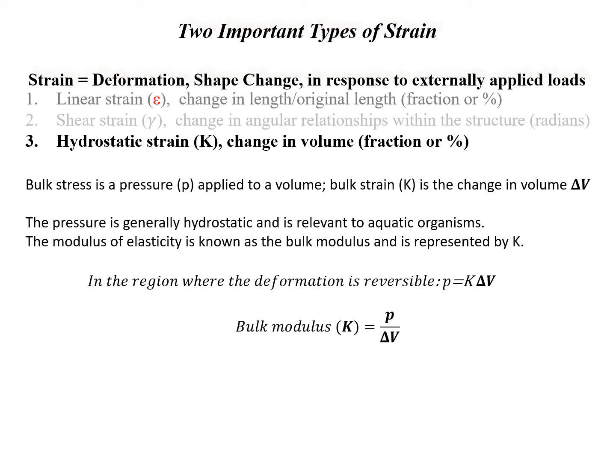There's a third type of strain that is relevant to aquatic animals, particularly those that live at some depth, and that is simply pressure. Stress is force per unit area, and that's the same measure as pressure. If the pressure is applied over 3 dimensions, then there can be a change in volume. Again, if it's linear, if the shape will spring back when the pressure is released, then you can describe the relationship between the pressure and the volume change with a constant, and that constant is known as the bulk modulus and is represented by a K.